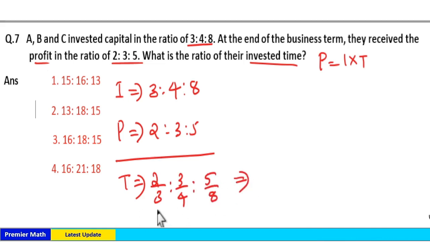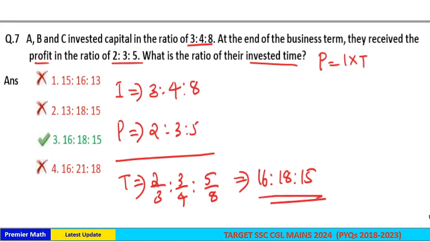Now take the LCM of the denominators. LCM of 3, 4, 8 is equal to 24. So 2/3 into 24 means 3 into 8 is 24. So 8 into 2, 16. Here 4 into 6 is 24. 6 into 3, 18. 8 into 3, 24. 5 into 3, 15. So 16:18:15. Option 3 is your answer.